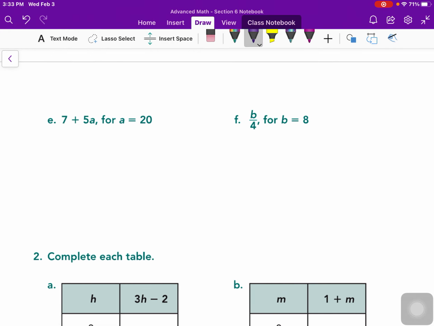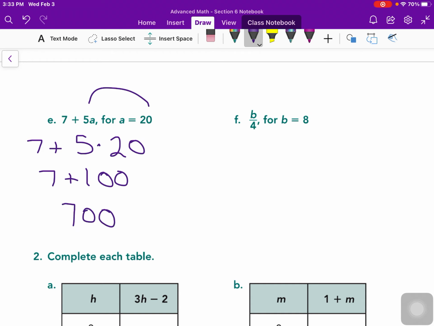On E, you're going to put 20 in for A, so this is 7 plus 5 times 20. Well, 5 times 20 is 100, and 7 plus 100 is 107. And lastly, 8 in for B, 8 divided by 4 equals 2.